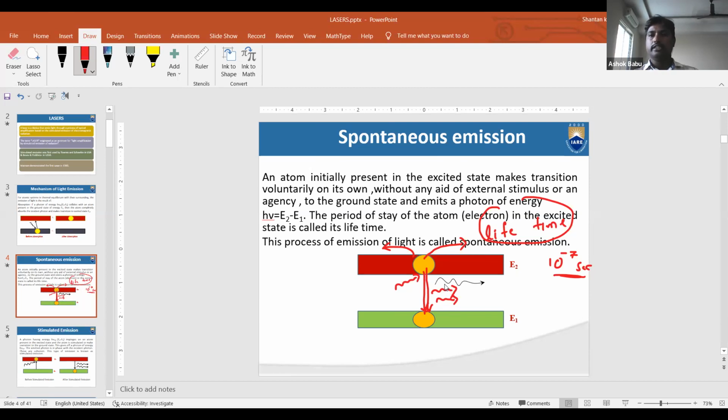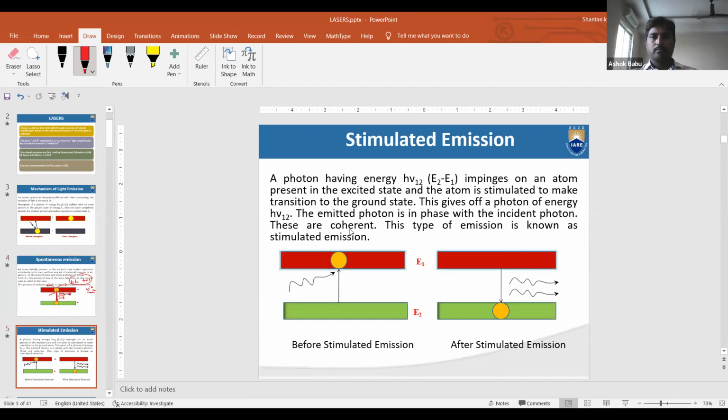In both cases, energy is emitted by the atom, but the spontaneous emission has less intensity, whereas in the stimulated emission process the two photons are in phase. That is the difference between spontaneous and stimulated emission of radiation. Both emit radiation, but what is the difference? One occurs before completion of the lifetime, the other after completion of the lifetime.